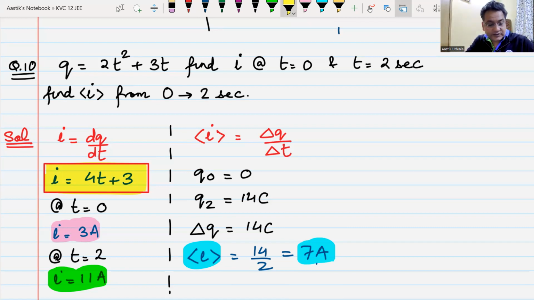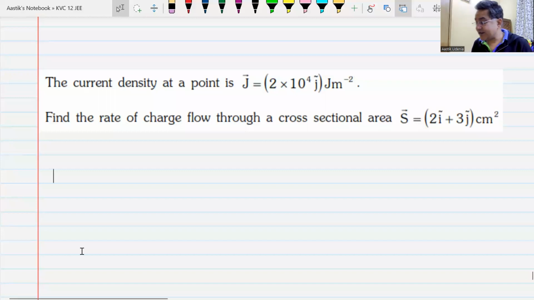Then comes this question. These are the type of questions you will see in your examination hall. So be prepared with these types of questions. They are going to come in your exams. And this is the next question that is coming.